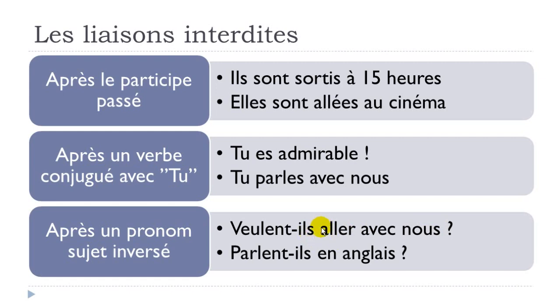We've got an S here, and then we've got a vowel after. But then the rule goes like that. If you've got this structure, in which your pronoun comes after your verb because it's a question, then you don't make the liaison. Okay? Veulent-ils aller avec nous? Exactly the same thing here. Parle-t-il en anglais? So no liaison after your pronoun, just because the structure is like that. First you have your verb, then your pronoun, then you don't make a liaison.